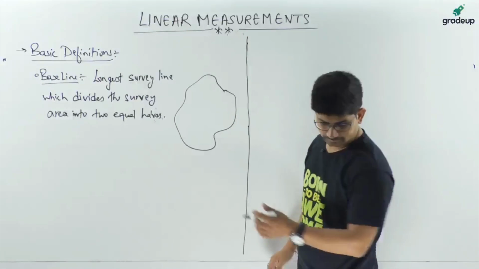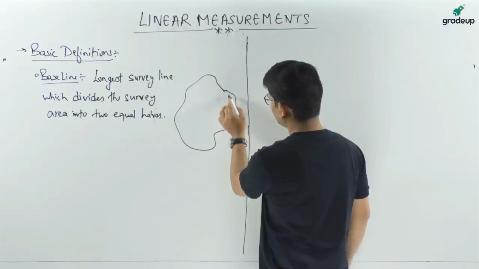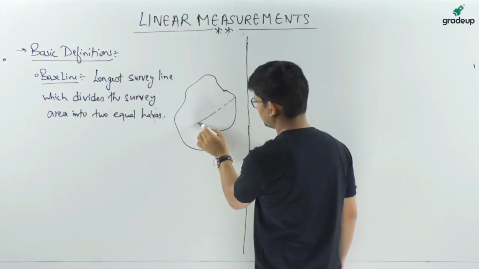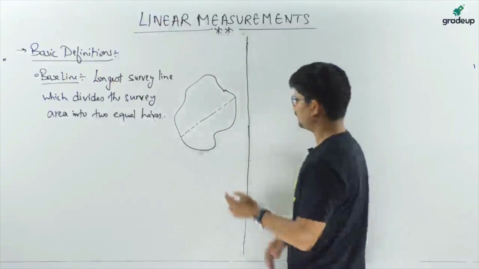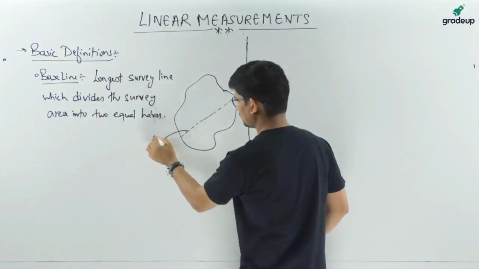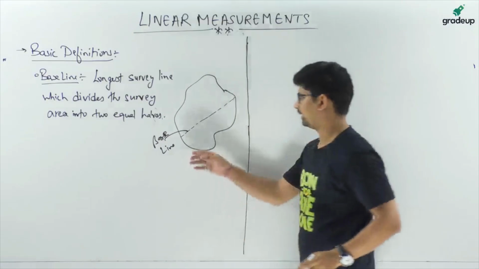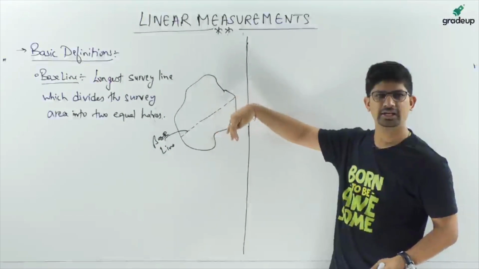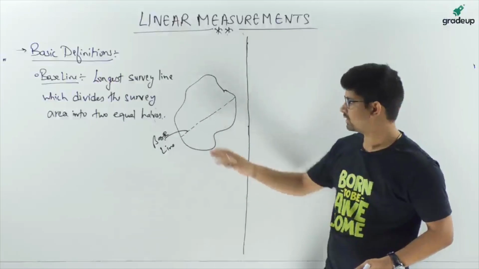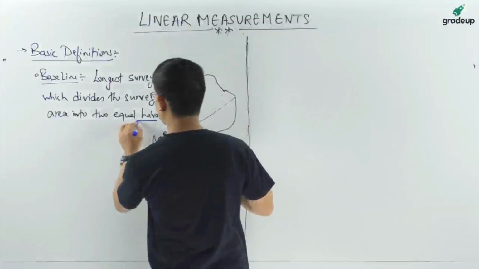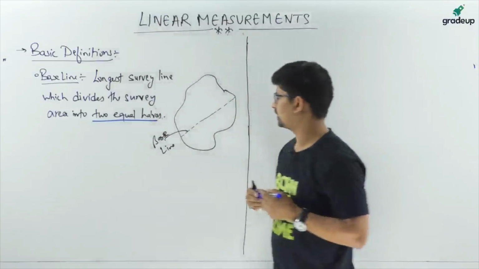Okay, so from here, if we want to draw the survey line, it will be something like this. Okay, so this we can say as baseline. It will approximately divide the area into two equal halves. Okay, so that is the definition. In this definition, two approximate equal halves, this word is important.